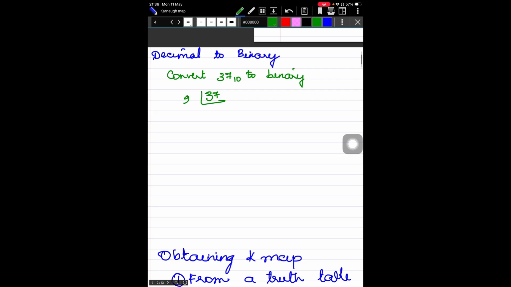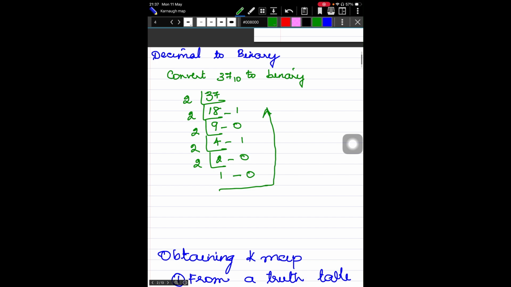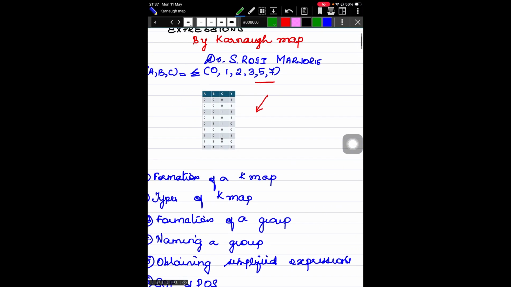37 divided by 2 is 18 with a remainder of 1. Again dividing by 2: 9 with a remainder of 0, 4 with a remainder of 1, 2 with a remainder of 0, 1 with a remainder of 0. To get the binary, I should start from here and go upwards. So the binary expression is 1, 0, 0, 1, 0, 1 to the base 2. In this way we get the binary expression.